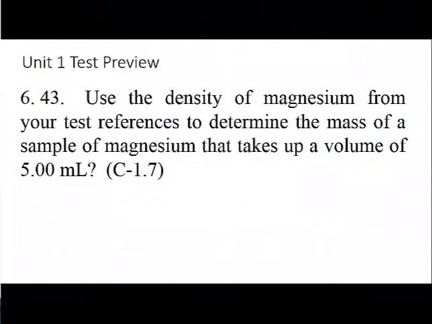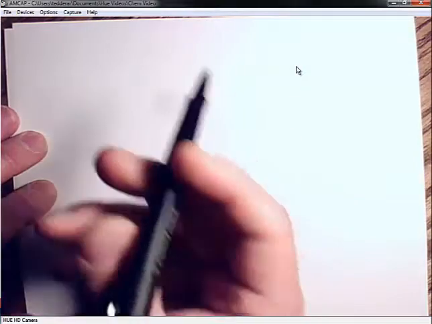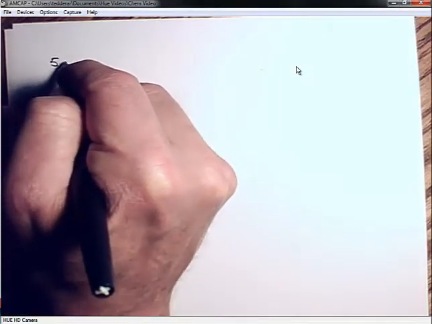All right, so the question you're asking about is number 43 here. And obviously, I got a strange-looking number there somewhere. Let's see if we can fix that right quick. How about this? All right, so the density of magnesium from your test references is used to determine the mass of a sample of magnesium that takes up a volume of 5 milliliters. And so 5 milliliters must be our starting amount. Okay, so we're going to put 5 milliliters on the top.